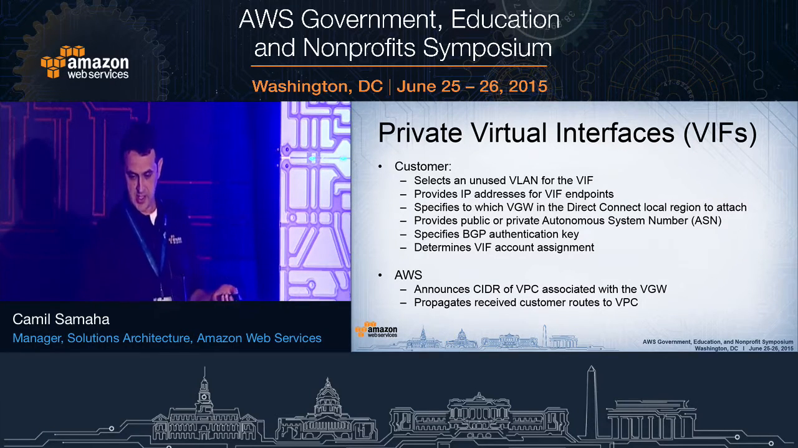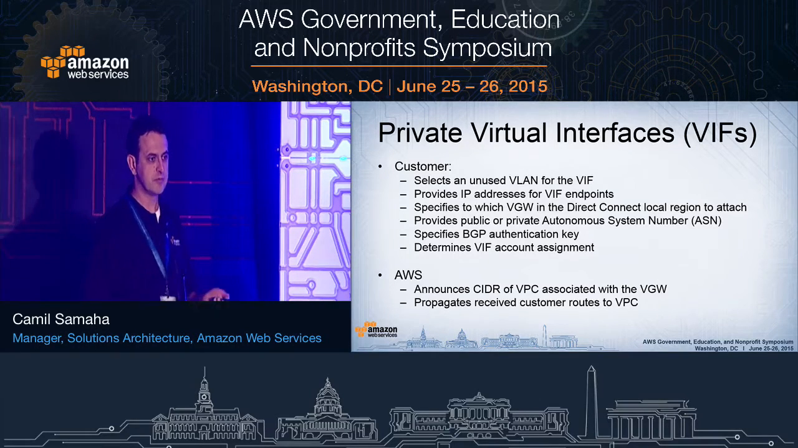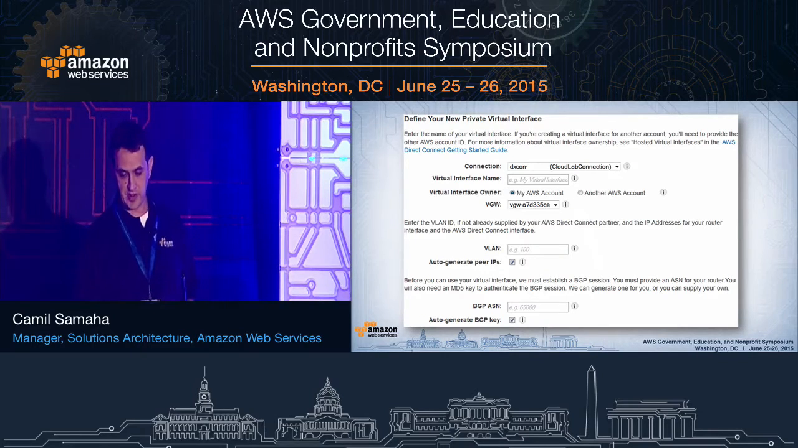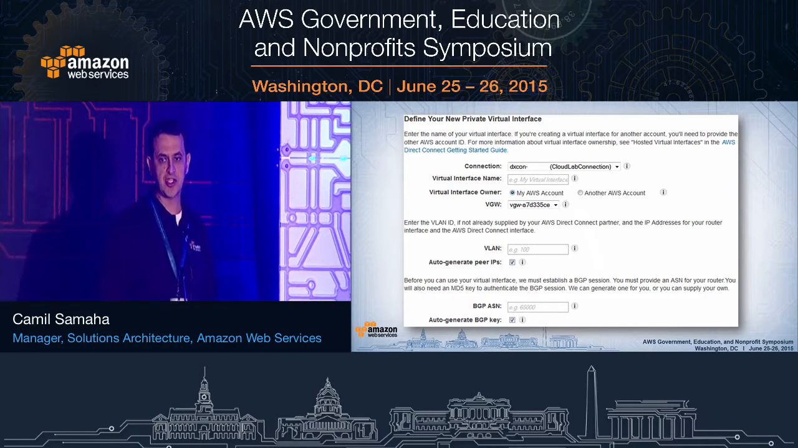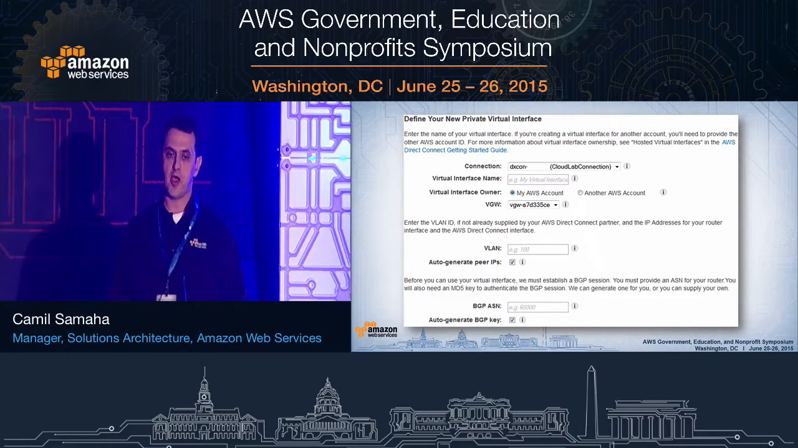Okay? Similarly, you'd need to specify an autonomous system number, and you do the same route exchange through BGP. So to do Direct Connect, you need to talk BGP on your router. All right, and this is the screenshot of how to set up a private VIF on our console.